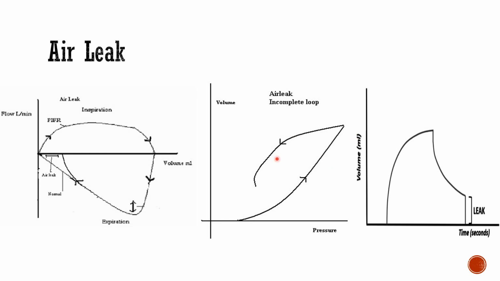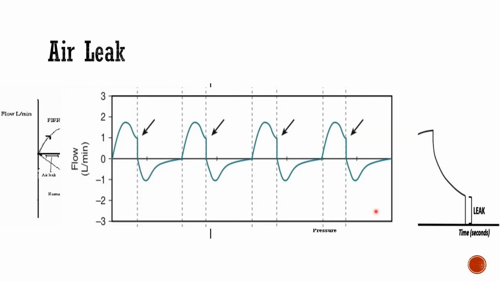It can also be seen as an incomplete loop in our volume pressure loop. And the volume time scalar is manifest again by our expiratory volumes falling short of the delivered inspiratory volumes because there is greater leak during inspiration. And in our flow time scalars, leak is manifest by the presence of flow, which is detected due to the leak, even at the end of inspiration.